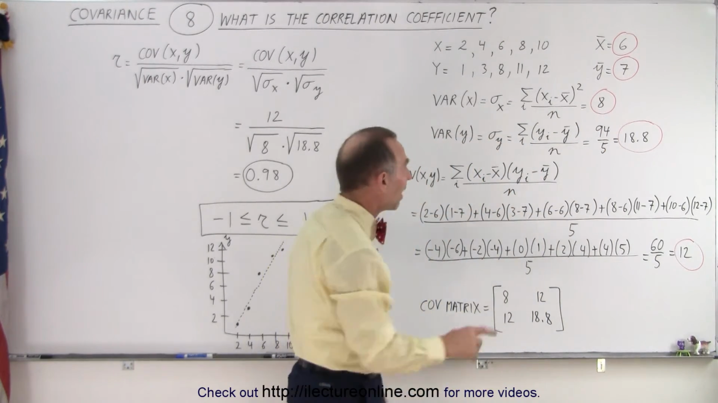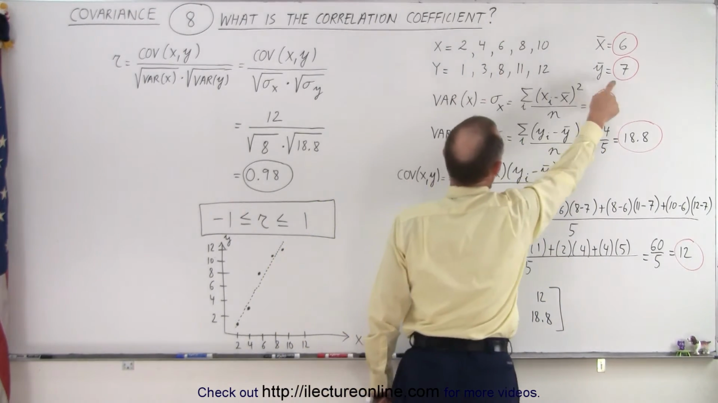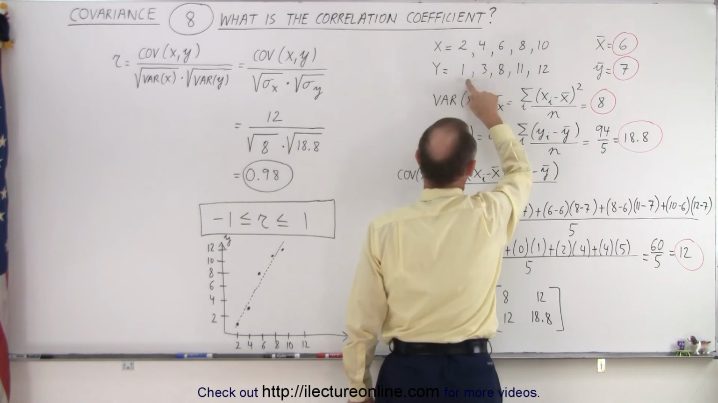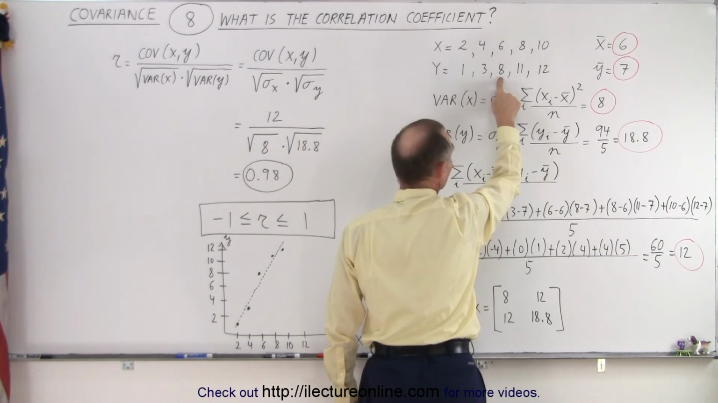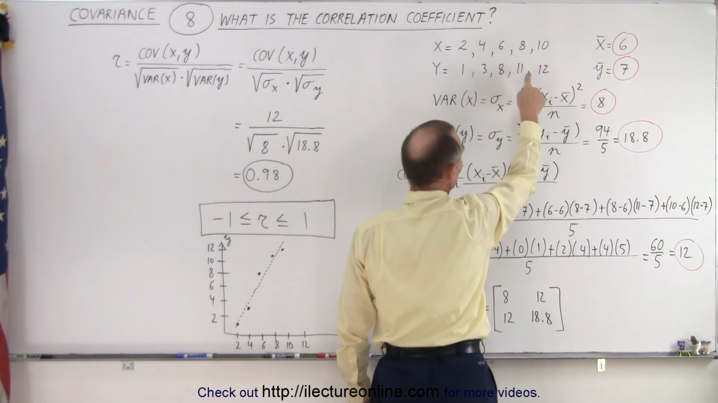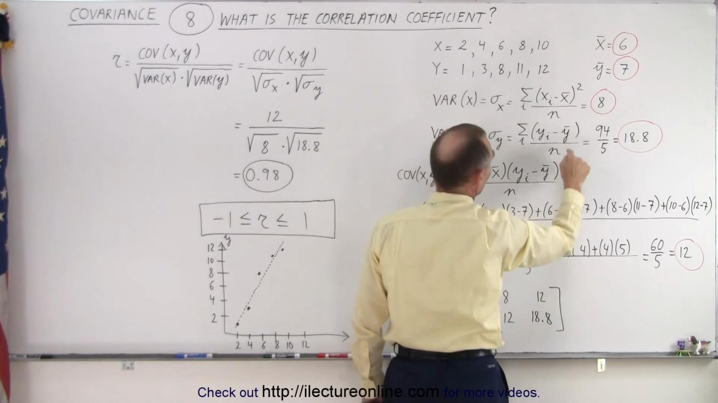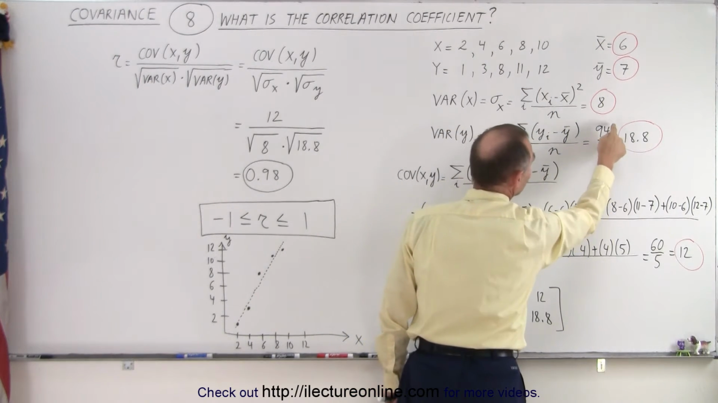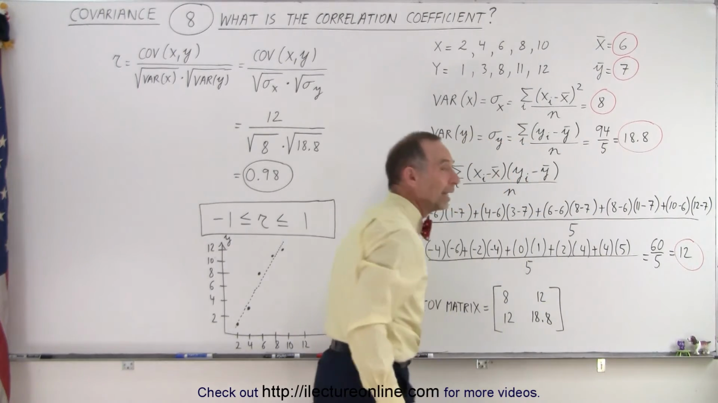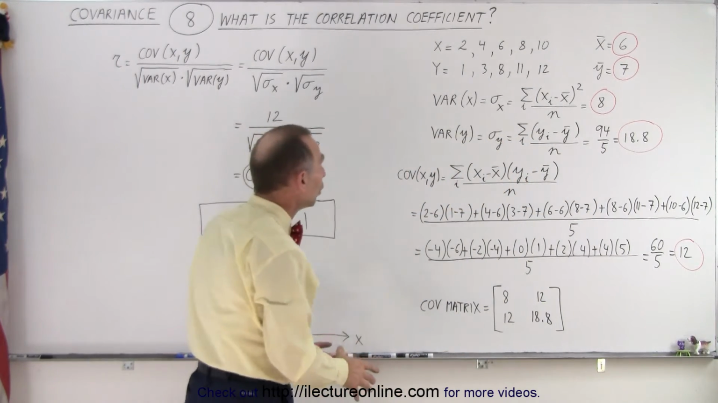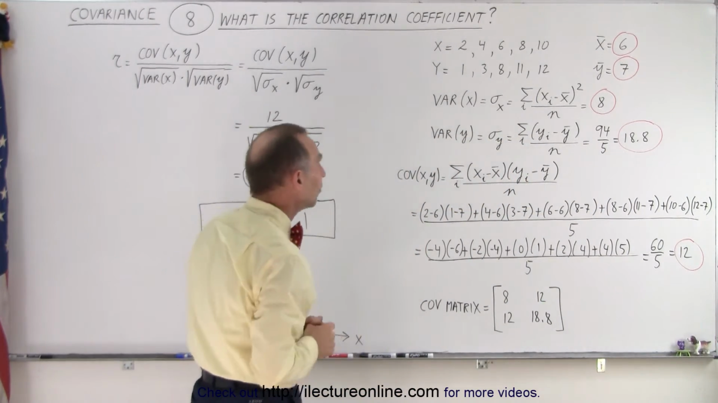You do the same for the y values. 1 minus the average 7, you square that. 3 minus 7 squared, 8 minus 7 squared, 11 minus 7 squared, and 12 minus 7 squared. Add them all up, divide by 5, and you get 94 divided by 5, or 18.8. So those are what we call the variances of the two data sets.